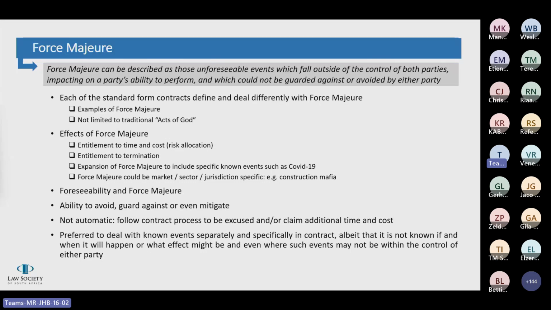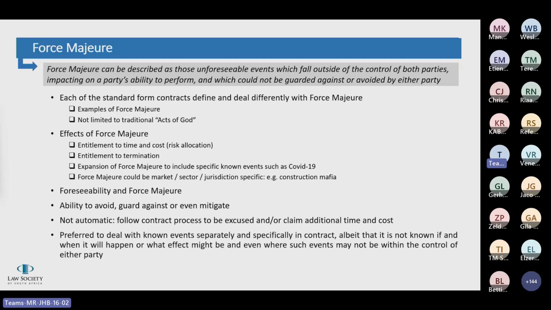So each of the standard contracts define and deal differently with force majeure events. But just as an example of force majeure, you have war and hostilities, riot, disorder, natural catastrophes, pandemics, or epidemics. It's not limited to the traditional acts of God type events. The effects of a force majeure might include an entitlement to time and cost, and it might include an entitlement to termination. An entitlement to time and cost is really regulated by how the contract allocates the risk. If the contract does not specify how to deal with the force majeure, the common law consequence will apply, and that is an excuse from non-performance for as long as the force majeure event exists.